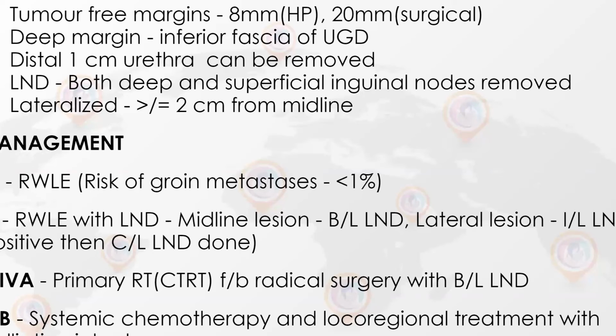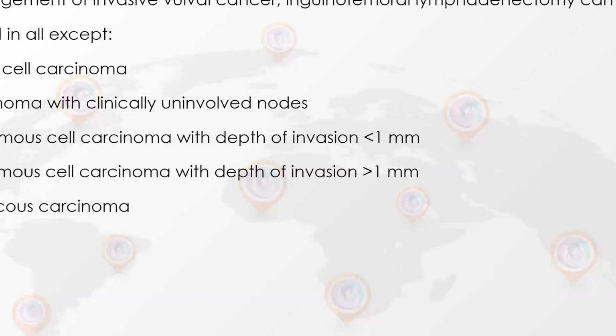In stage 2 to 4A, you have to go for CTRT followed by radical surgery with bilateral lymph node dissection. And in 4B, you can go for chemotherapy or concurrent chemoradiation with local regional treatment along with a palliative intent. So now we'll quickly look at the SBA.